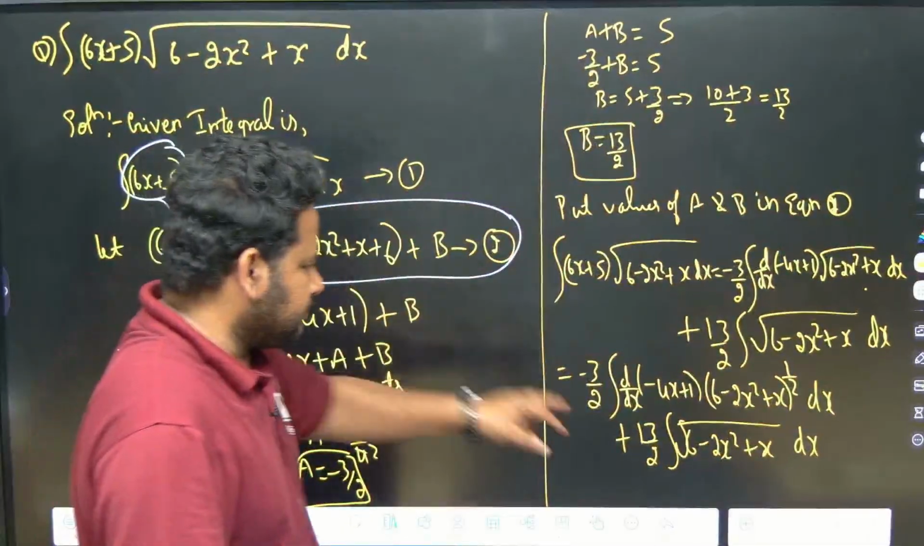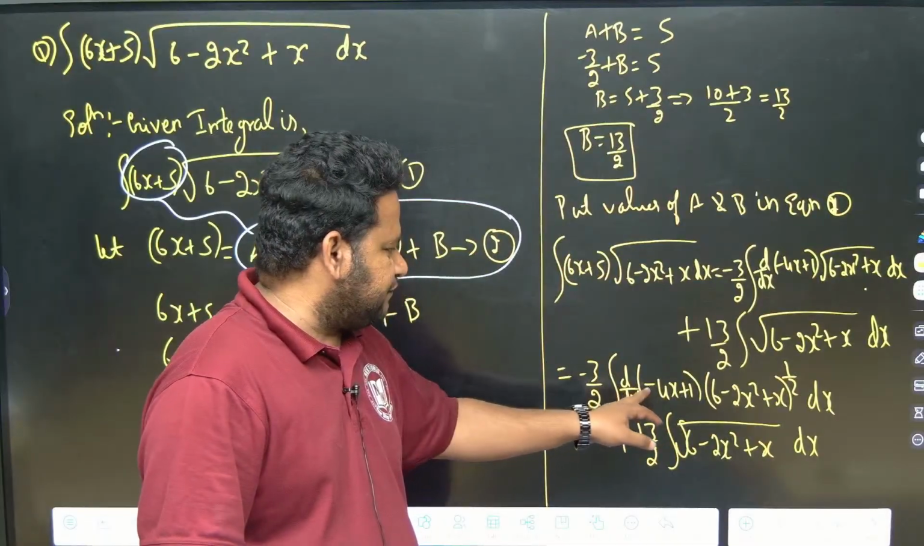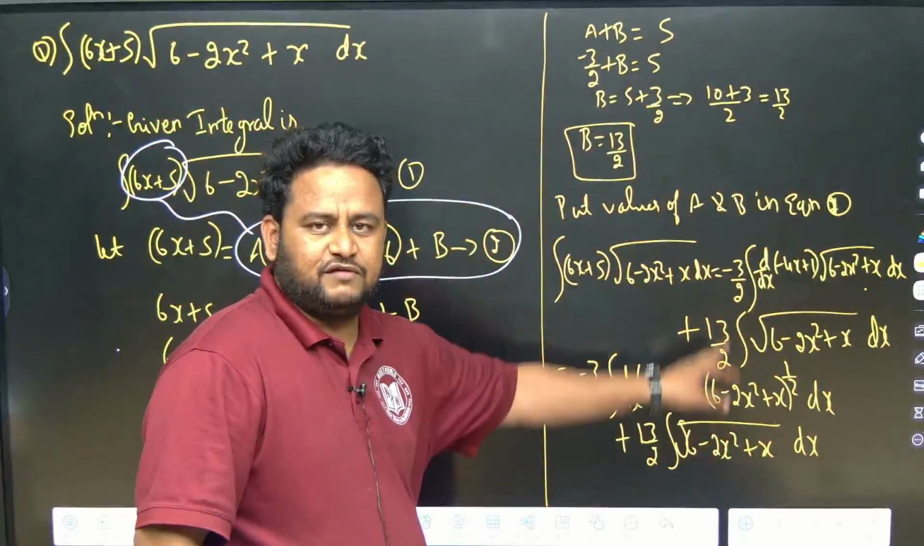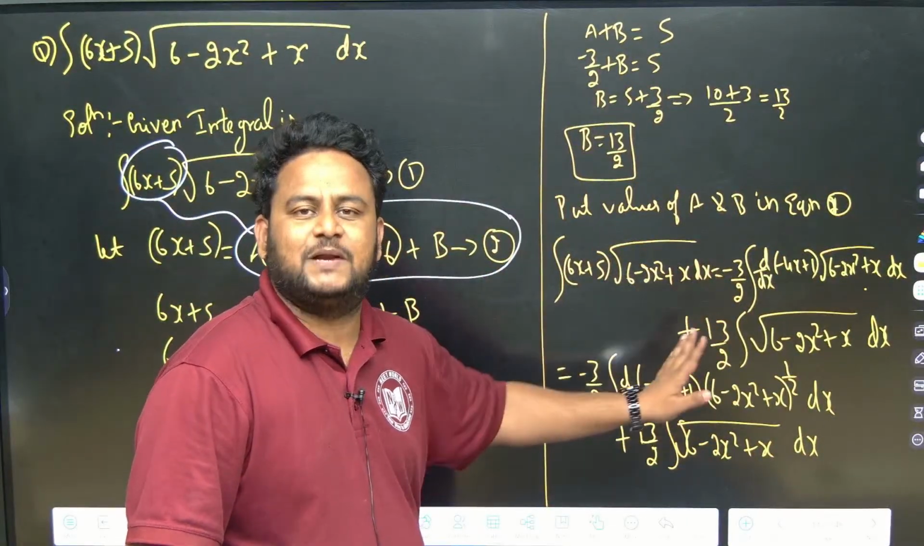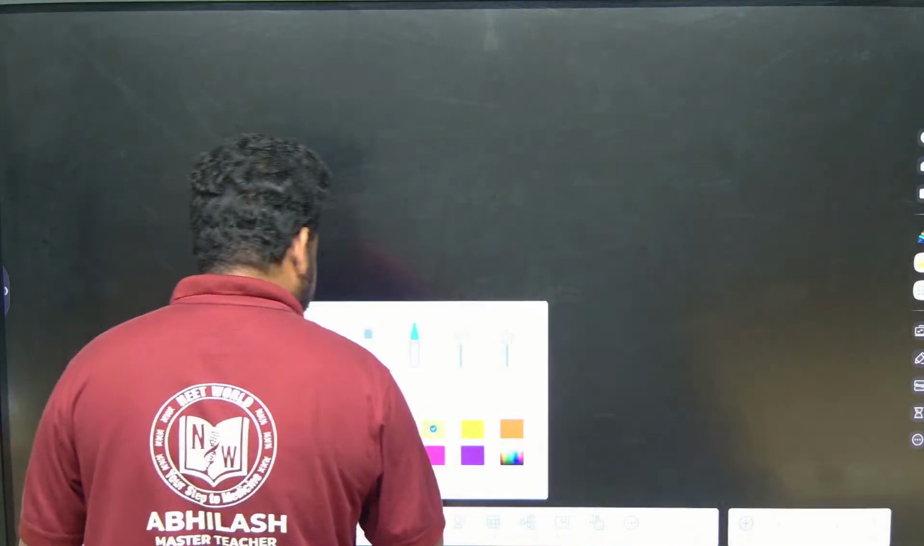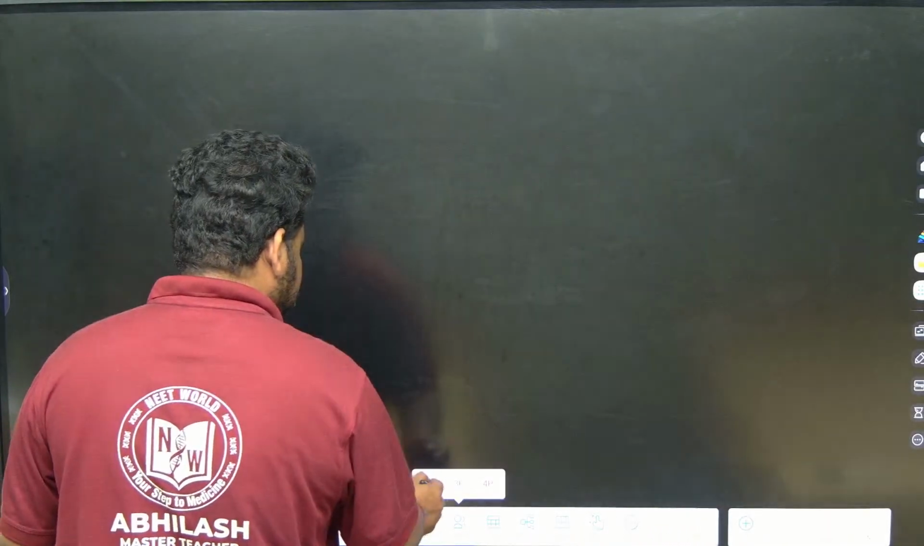Now see here, these are of which form? Integral of f dash of x into f of x to the power of n, that is nothing but equal to f of x to the power of n plus 1 divided by n plus 1, plus c. So let us go to the next page. So we will have, let us do the partition here.